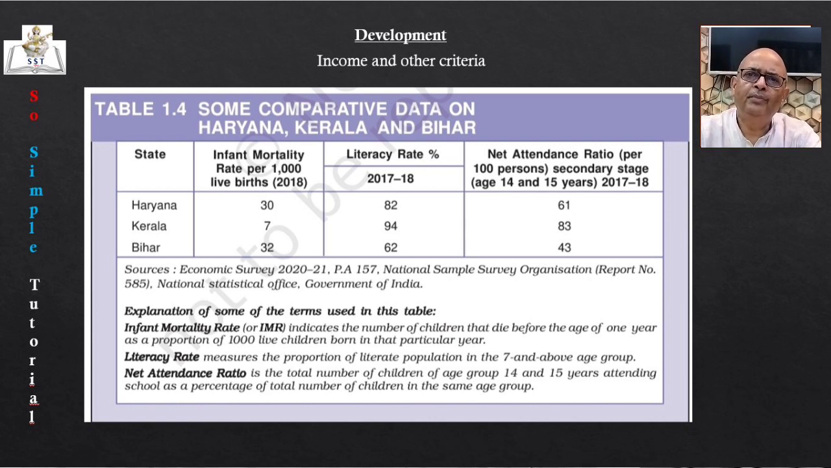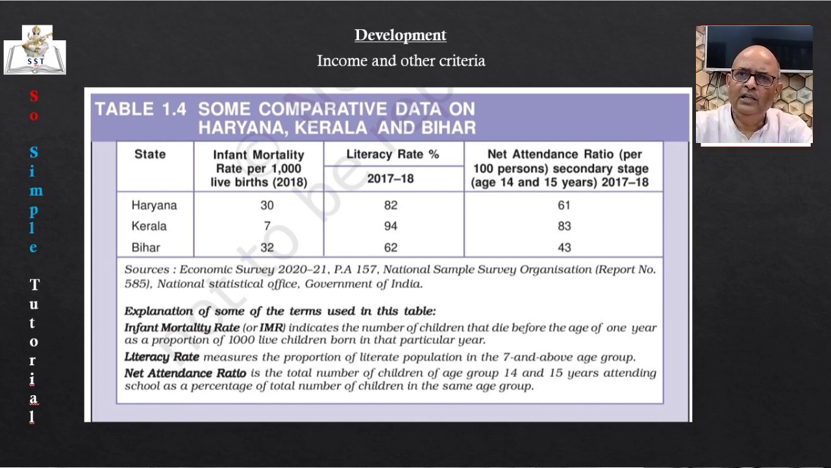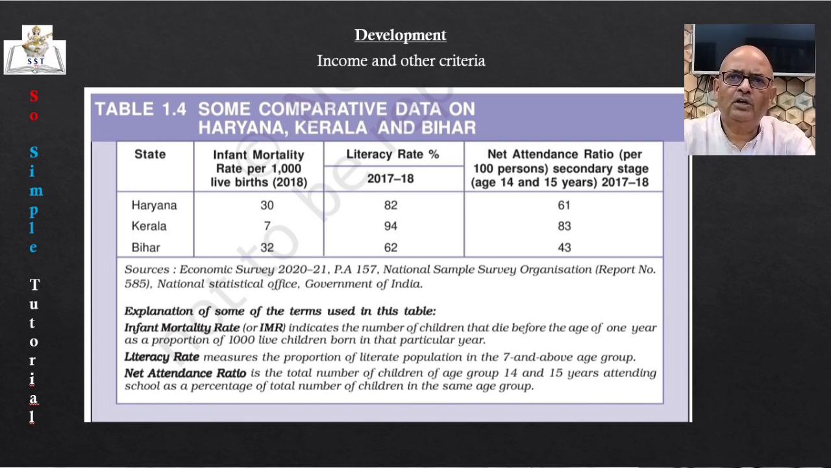Now, some of you may ask, sir, why are we discussing IMR, literacy rate and net attendance ratio here? Students, actually this is to tell you that these are some attributes which are also important besides income. Health of the people is important. Their education is also important for national development. Let us now come to the next subtopic, public facilities.